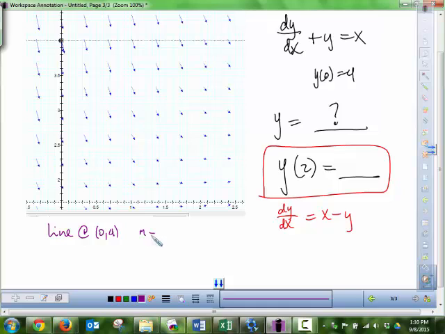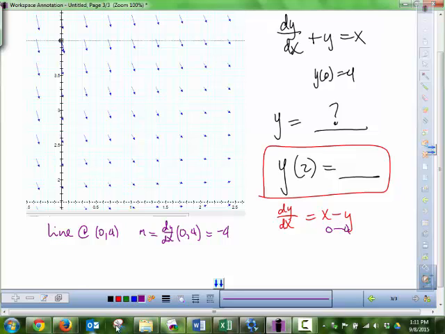So m is equal to, well, the derivative is just the slope, but we have to evaluate it at a particular point. So when x is equal to 0 and when y is equal to 4, we have the slope. So that would be -4. Right? 0 minus 4. You guys with me?